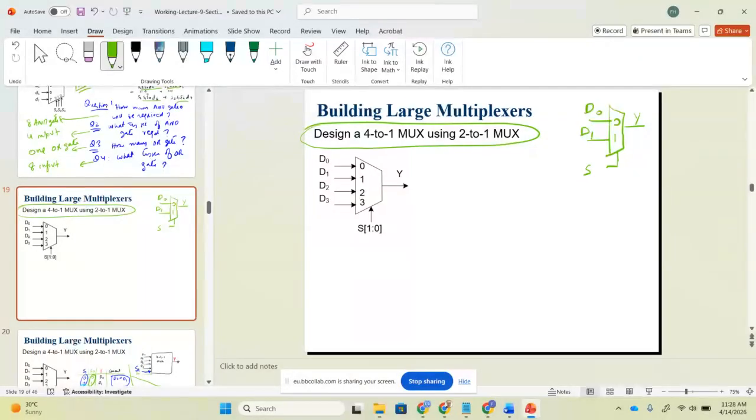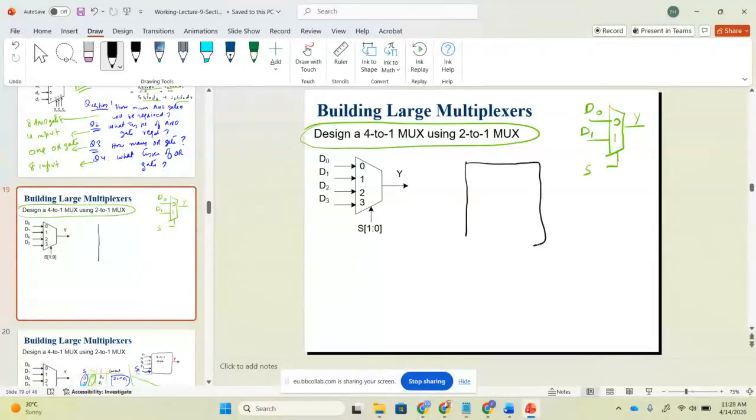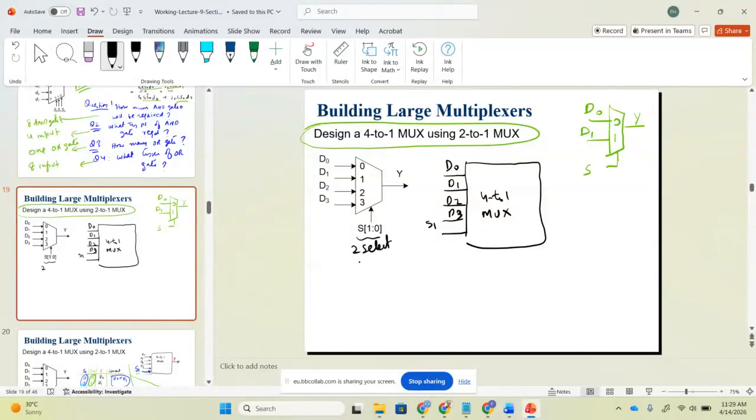So how can we design this 4-to-1 multiplexer using 2-to-1 multiplexers? To do that, we need to analyze this 4-to-1 multiplexer. I'm going to draw the truth table of it. If I look at the block level, this is a 4-to-1 mux. The inputs are D0, D1, D2, D3, got it? And then S1 and S0 are the select lines. And what is my output? Can you tell me? Any question?